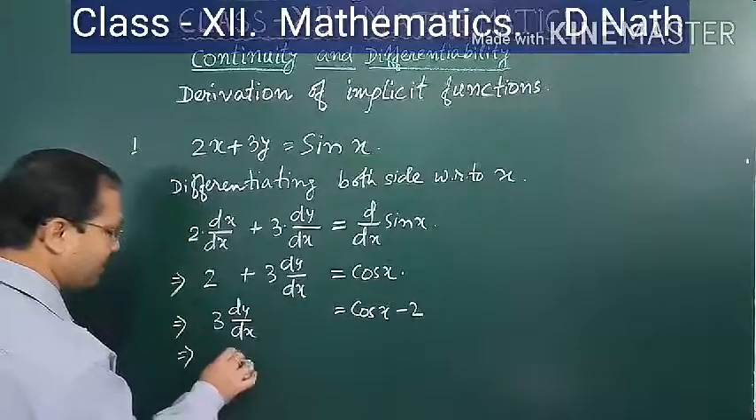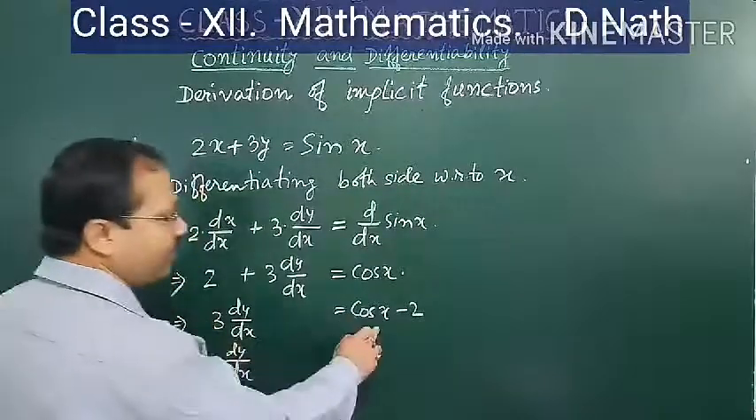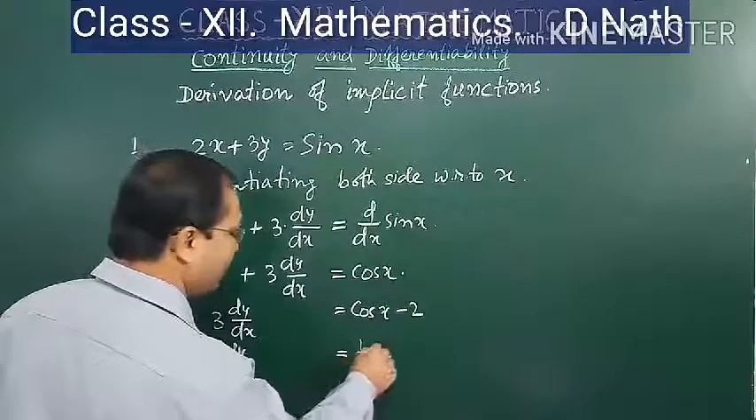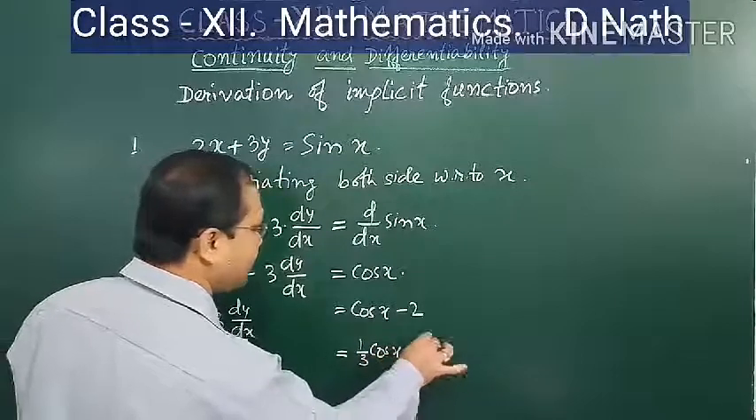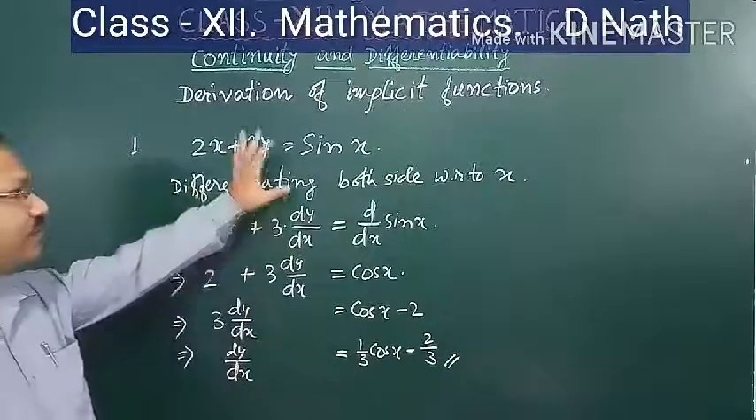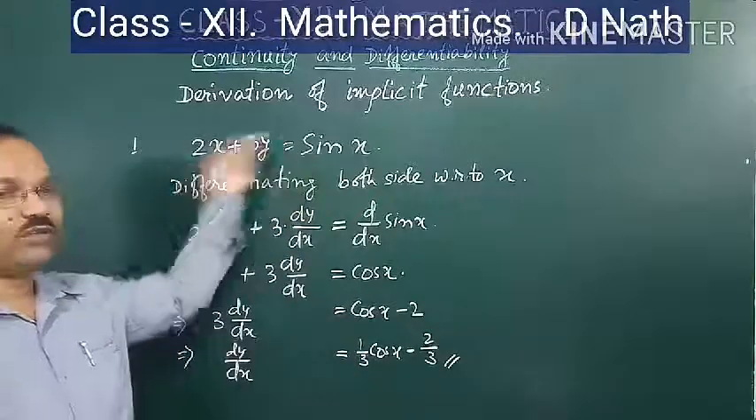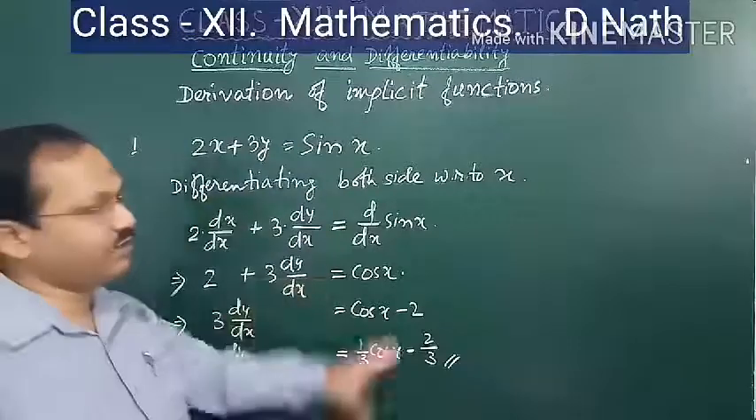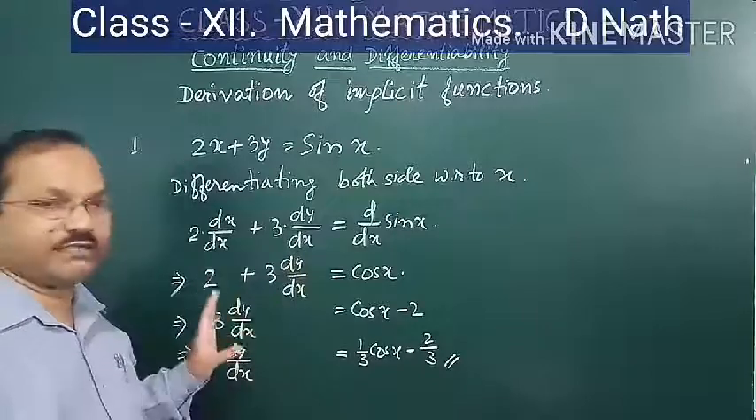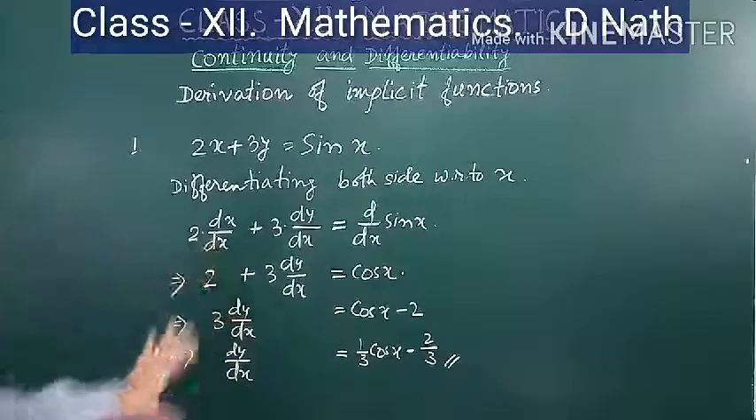So what will dy/dx be? dy/dx is equal to 1 by 3 of cos x, so (1/3) cos x minus 2 by 3. That is the derivative, we have found dy/dx. Even if x, y, z or two or more variables are there, if it is asked, we have to find dy/dx. So this way you have to do. We will see some more questions.